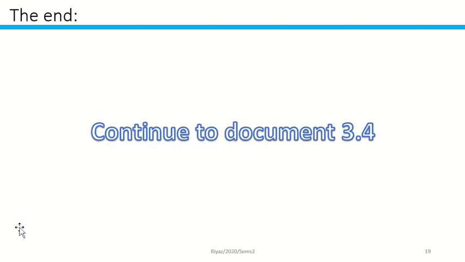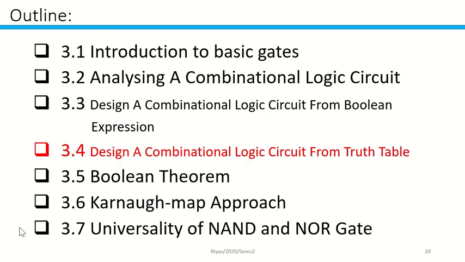So we go for document 3.4, which will focus on designing a combinational logic circuit from a truth table. Before this, we were focusing on the Boolean expression. We have the Boolean expression, we draw the combinational circuit. Now we're going to draw the similar combinational logic circuit but using a truth table.